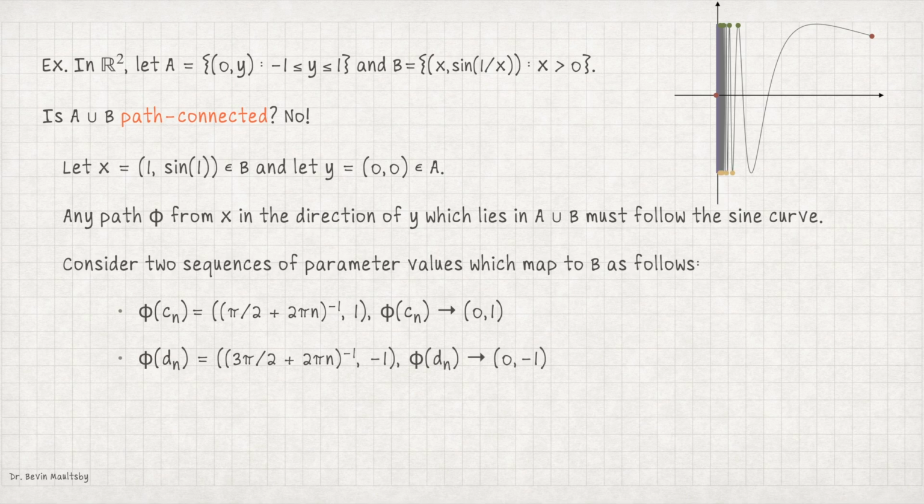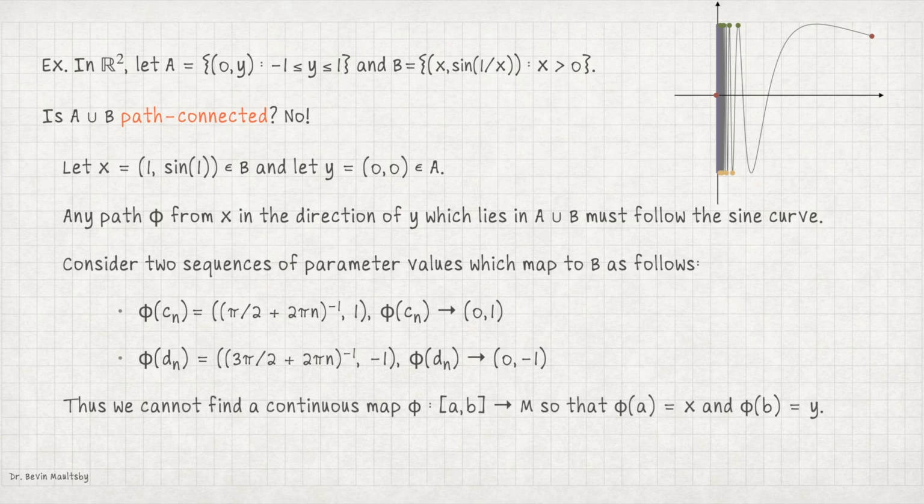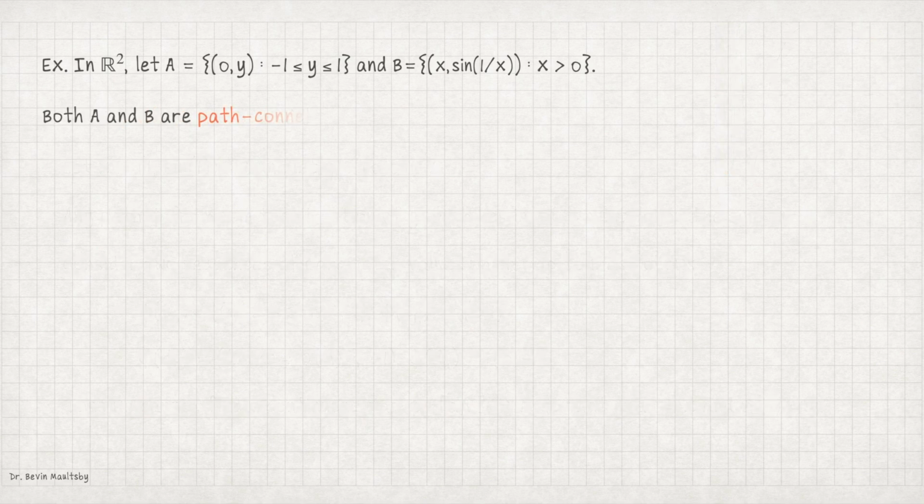On the other hand, I can design a different sequence of time values which map us down to the low points where sine is -1. And for that infinite sequence of parameter values, the corresponding outputs are converging to (0, -1). So it's like I have two sequences of time values which are sending us to different places. Therefore, there cannot be a continuous map which is going to take us from that point x to the origin. Okay, I hope you enjoyed at least one of those two explanations, that this set A union B is not path connected. On the other hand, it is connected.